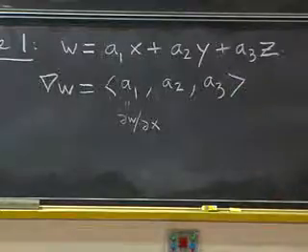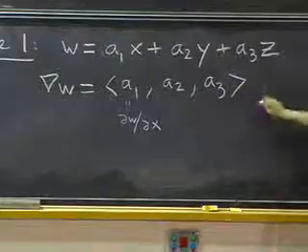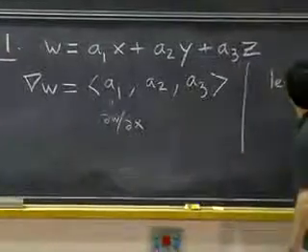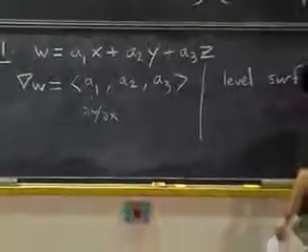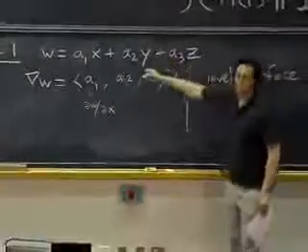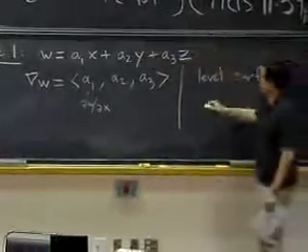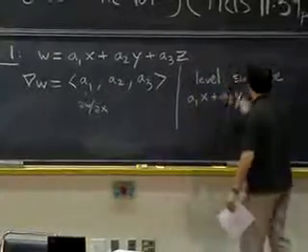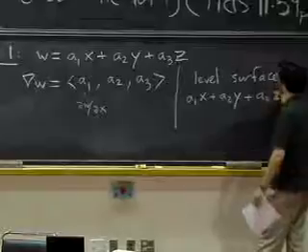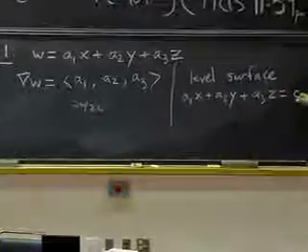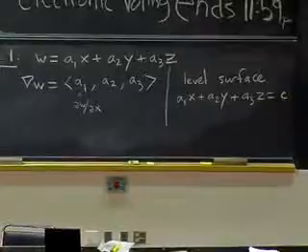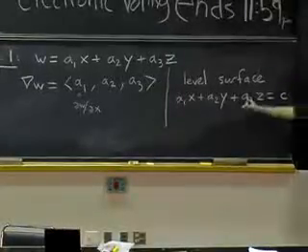Now, what are the level surfaces? If I set w equal to some constant c, that means I look at the points where a1 x plus a2 y plus a3 z equals c. What kind of surface is that? It's a plane, and we know how to find a normal vector to this plane just by looking at the coefficients.